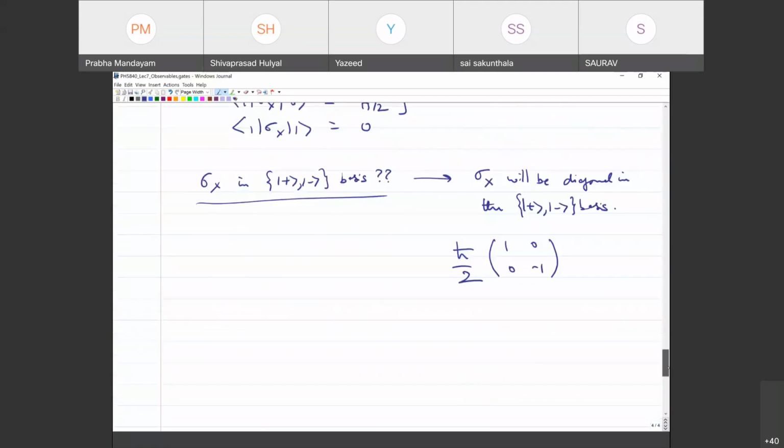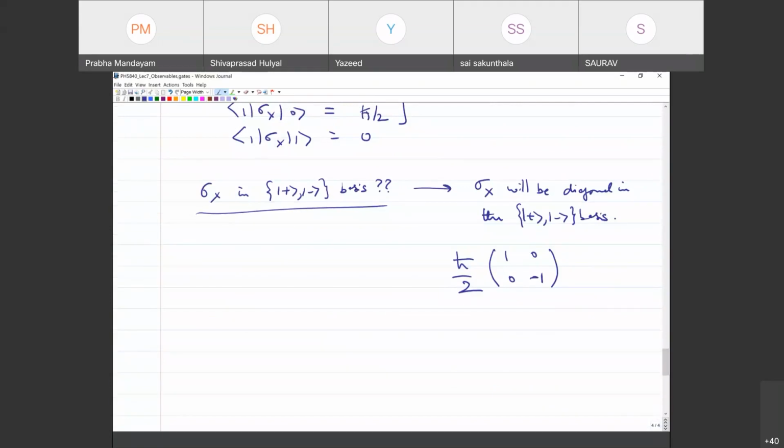Because what are the matrix elements now? They are of the form plus sigma x plus, but plus is an eigenvector of sigma x with eigenvalue plus h bar by 2, right? And this is going to be minus sigma x minus, and the cross terms are going to vanish. So this is the next point that I was coming to, which is diagonalization.